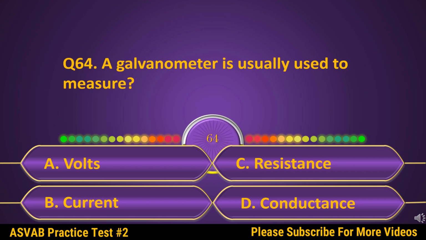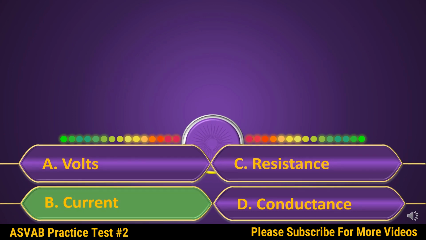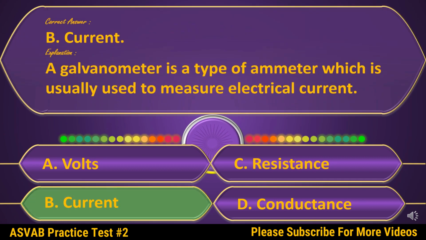Question number 64. A galvanometer is usually used to measure, and the options are A. Volts, B. Current, C. Resistance, or D. Conductance. The correct answer is option B, Current. A galvanometer is a type of ammeter which is usually used to measure electrical current.